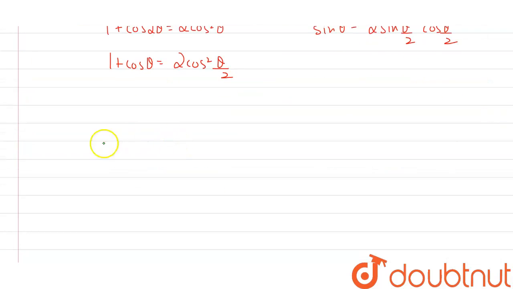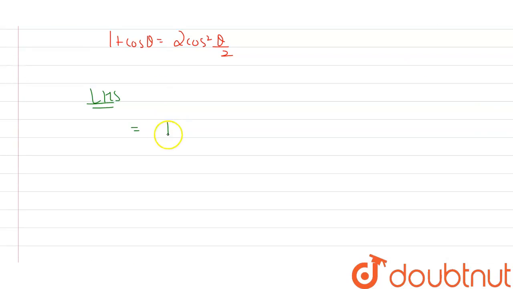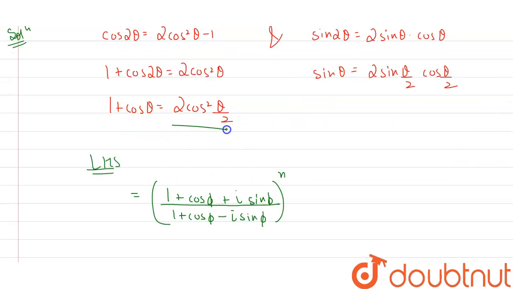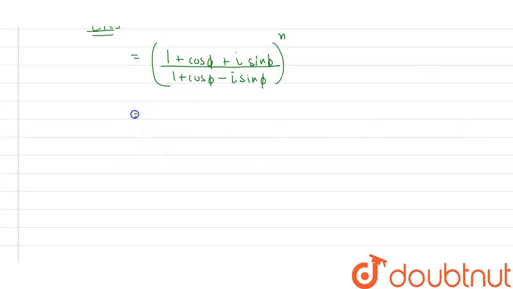So I'll start solving my LHS part. It's given in the question: (1 + cos phi + i sin phi) divided by (1 + cos phi - i sin phi), the whole to the power n. Now I can write 1 plus cos phi as 2 cos square theta by 2, so in terms of phi, 2 cos square phi by 2, plus i sin phi.